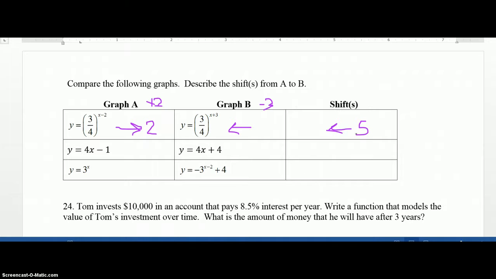The next one is linear. So this one starts with a y-intercept of -1, goes to a y-intercept of +4, which would require a shift up 5. This next one is exponential. It does not shift at all. Here we see that it is reflected, and it shifts right 2 and up 4.